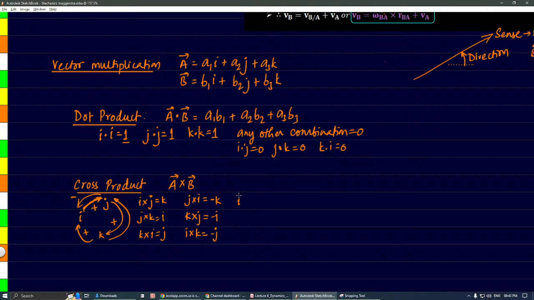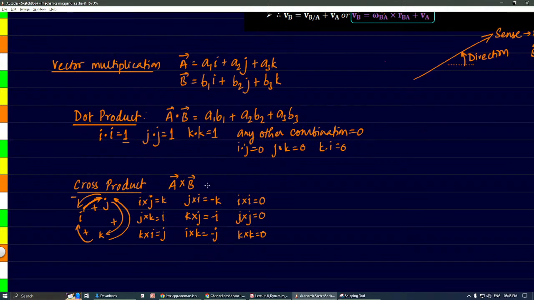Now what about I cross I? It is 0. J cross J is 0 as well. K cross K is 0. So this is how we need to do the cross product.